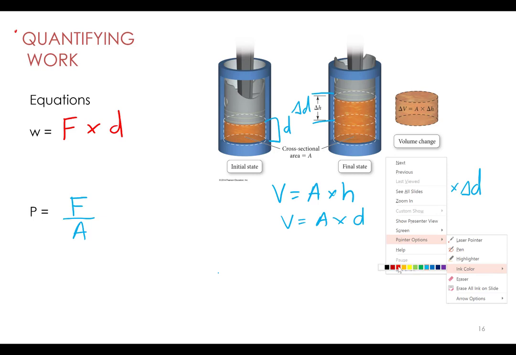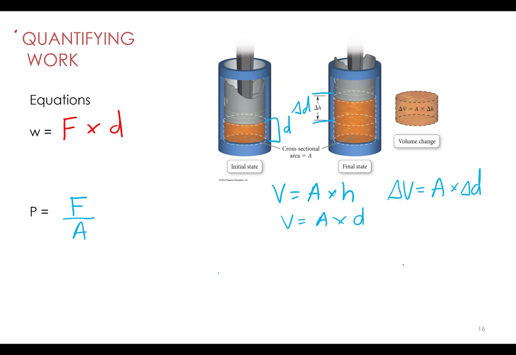And if we really think about it, for our work, when we do work, we're applying a force across a distance. We're moving it some distance. So we can also use delta D over here. So force times delta D equals work. What we can do is rearrange the pressure equation for force. So force equals the pressure times the area.